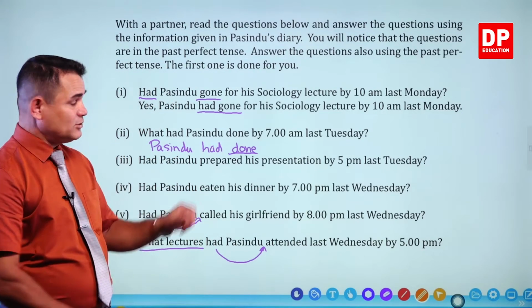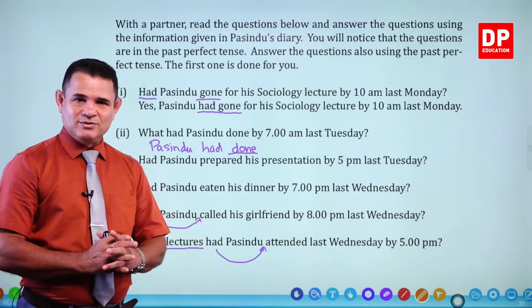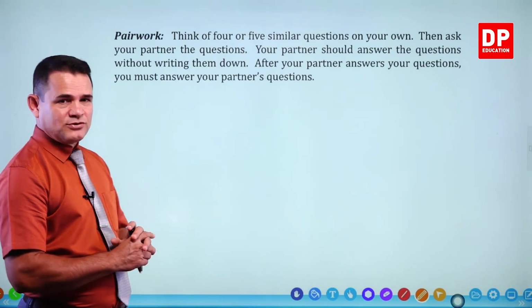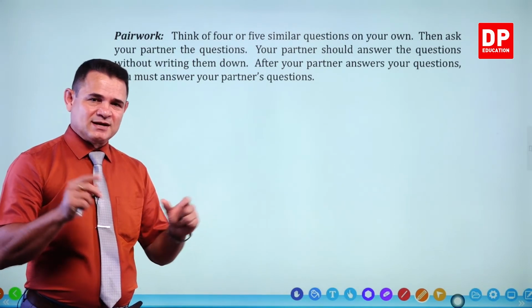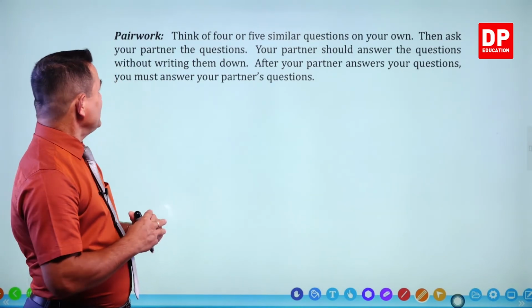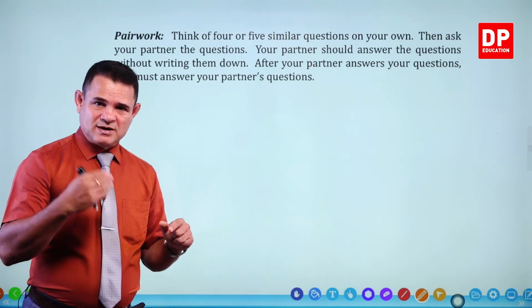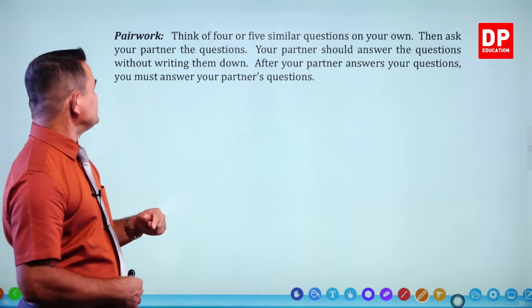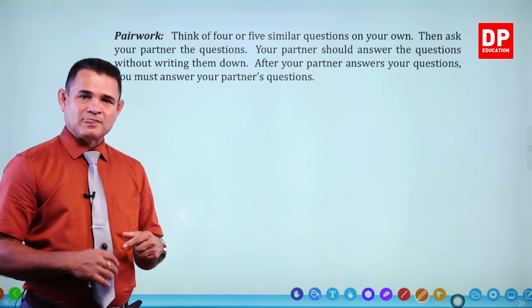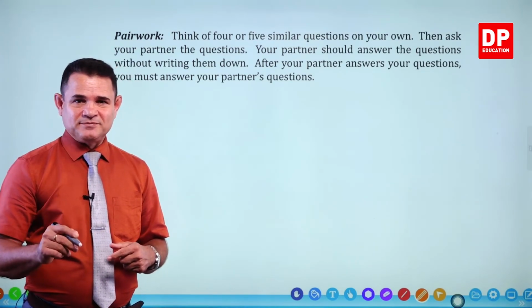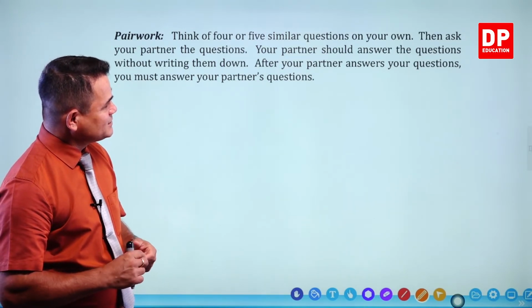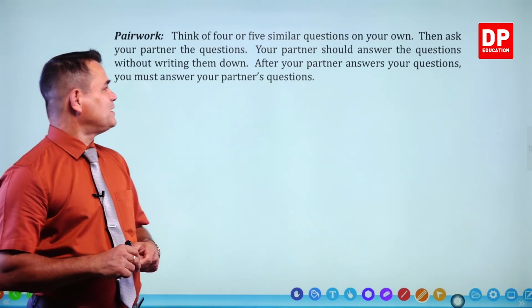I hope that you can answer all these questions now. Right? Now, there's another small task. Think of 4 or 5 similar questions on your own. Then ask your partner the questions. Your partner should answer the questions without writing them down. Listen and speak. After your partner answers your questions, you must answer your partner's questions.